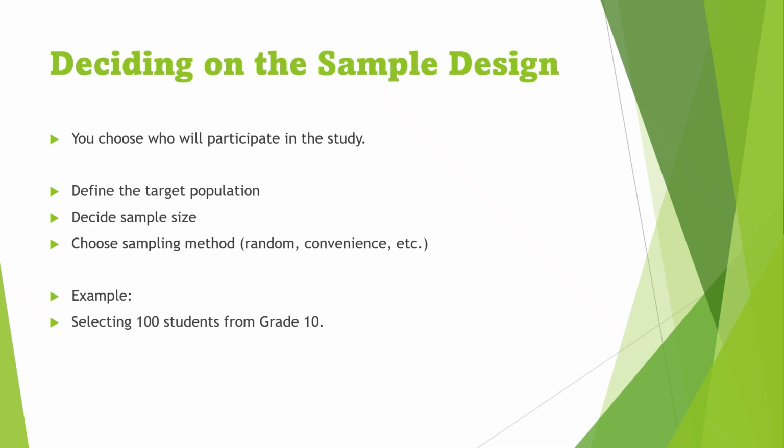Next, you have to decide a sample design. You choose who will participate in the study. For example, our example from the start is that our participants are students, students from grade 10. A particular group of students, those are your respondents. First we have to select who are going to participate in our study. Define the target population and decide the sample size, that is selecting 100 students, and choose the sampling method, whether you are going to choose random sampling or convenience sampling. We have several sampling methods. That is deciding on the sampling.